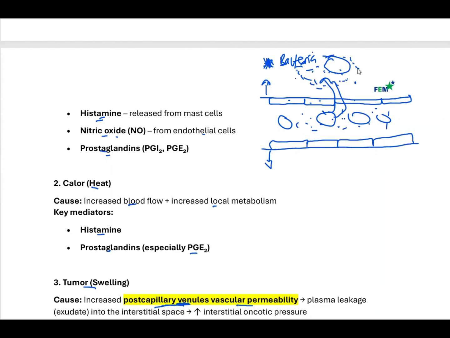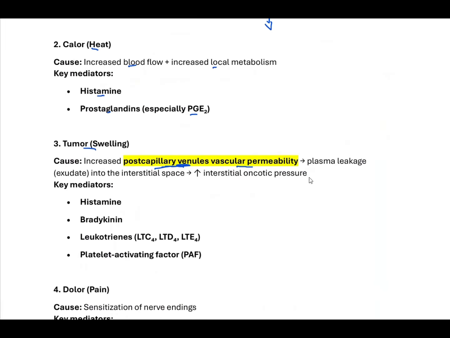So they move into the interstitial space. And too much fluid in the interstitial space is what we call edema, swelling, right? So that will lead to swelling. As we can see there, increased post-capillary venous vascular permeability leads to plasma leakage, which is what we call exudates, because exudate is a fluid that has a lot of cells and a lot of protein in it. And that will lead to leakage into the interstitial space, and that leads to increased interstitial oncotic pressure. Remember, oncotic pressure is determined by the protein.